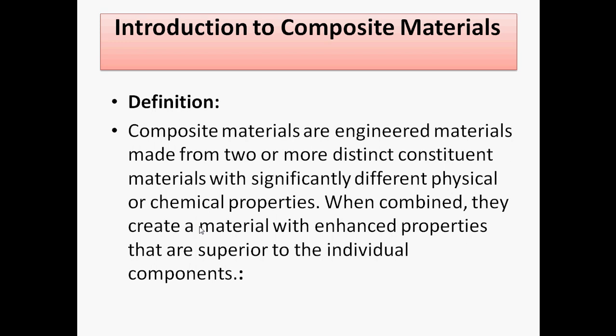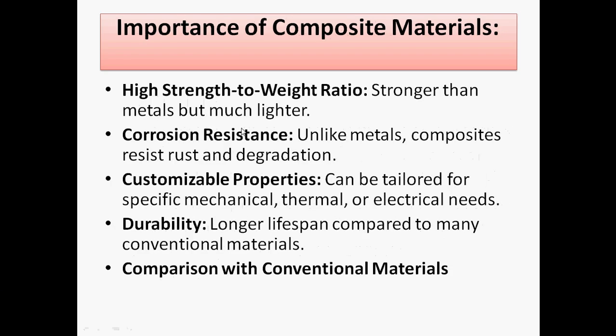So we are adding two or more materials for improvement of the properties, or you can say we can make superior components with composites. Now, what is the importance of composite material? First is high strength to weight ratio, which is stronger than metals but much lighter. Then corrosion resistance. Unlike metals, composites resist rust and degradation. Third is customizable properties, which can be tailored for specific mechanical, thermal or electrical needs, so we can improve those properties.